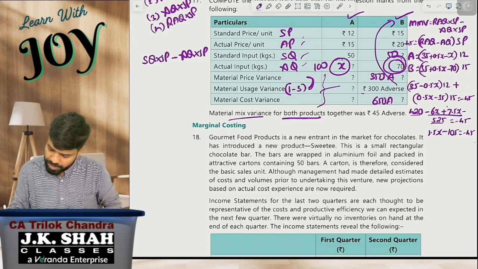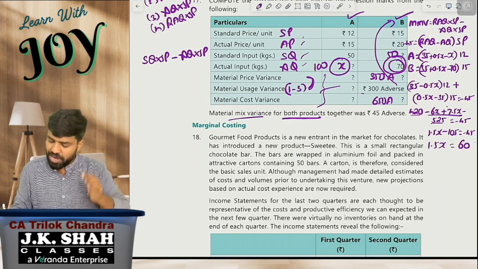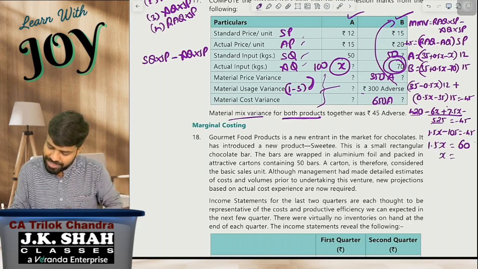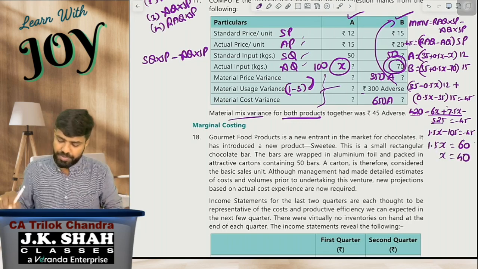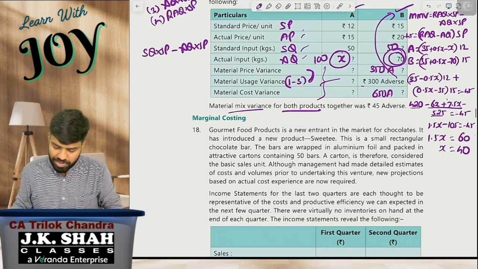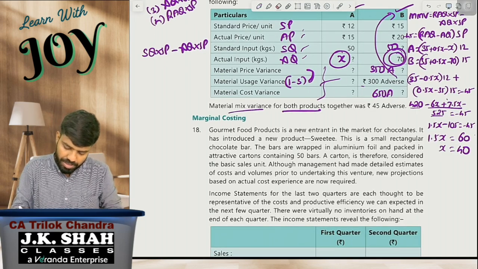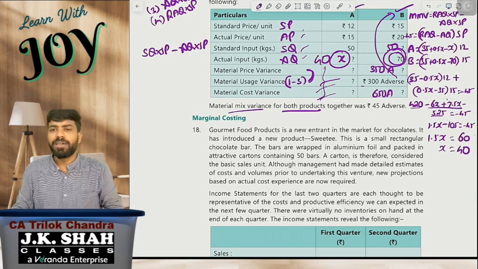Now 1.5x minus 105 equals minus 45. So 1.5x equals 60. It is not 150, I'm sorry, 60. So x equals 40. Yeah, so what they got, we are also getting the same answer. So x is not 50, x is 40. Using this, we can calculate the remaining variances.